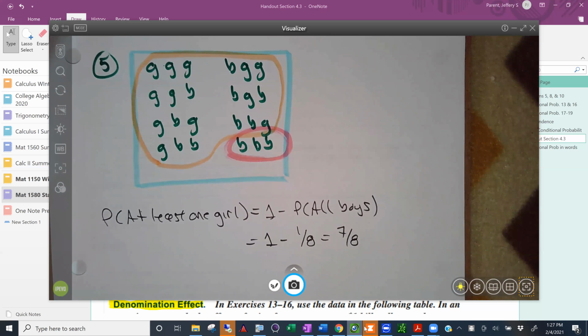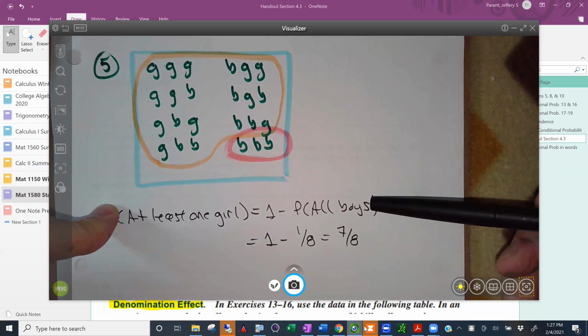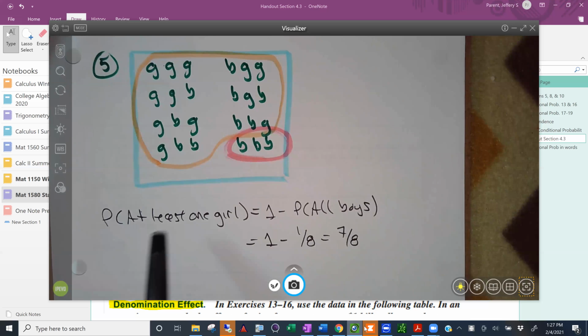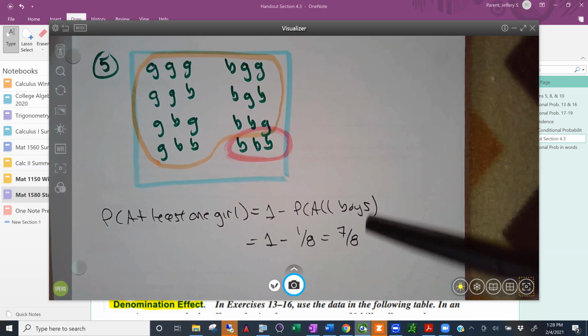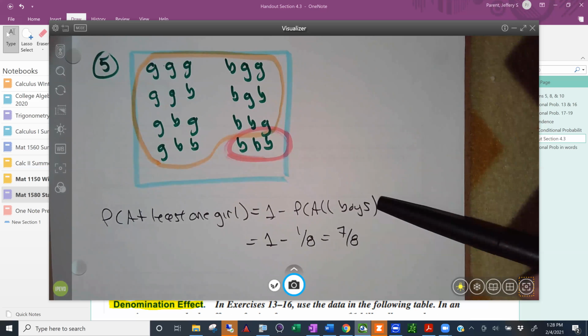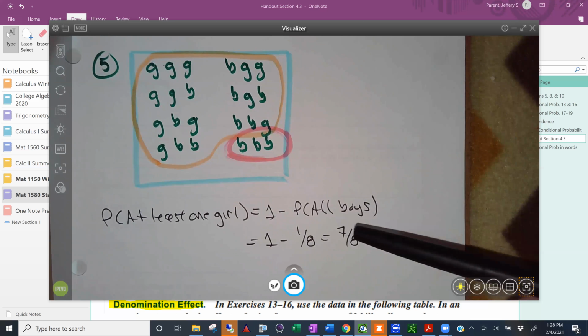The big thing I wanted to get across here was that when you see these words at least or at most, start thinking of the complementation rule, because it's going to make your life a lot easier than it would be otherwise. And we'll definitely see that when we start looking at problems like number 10.